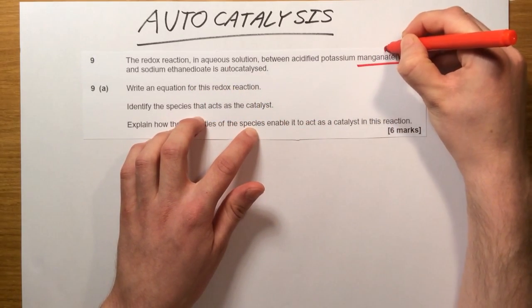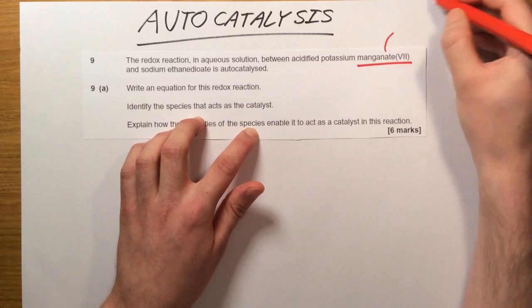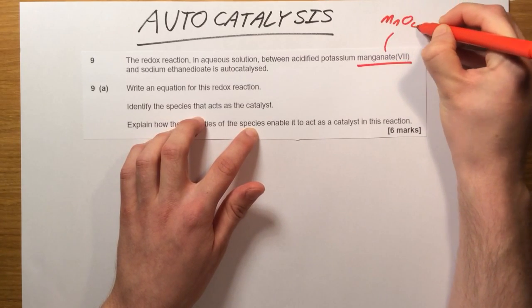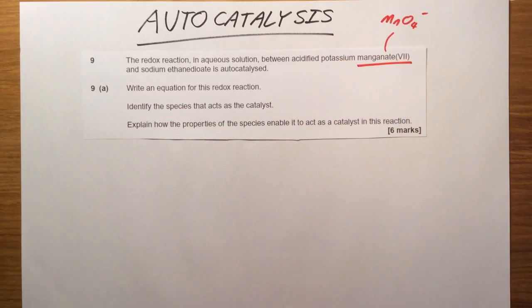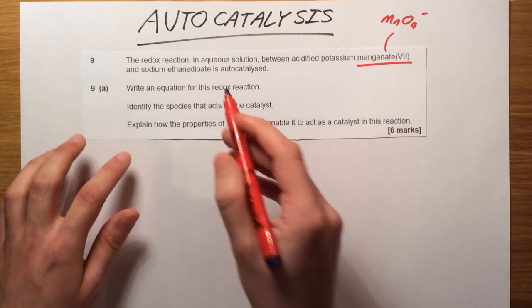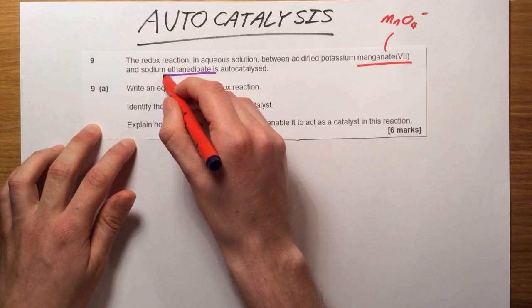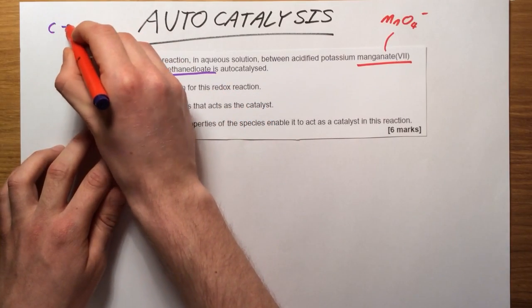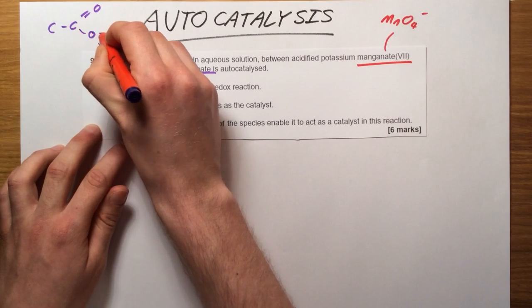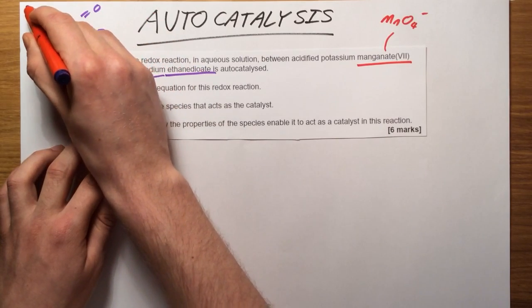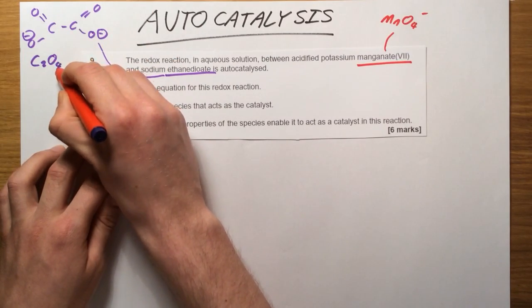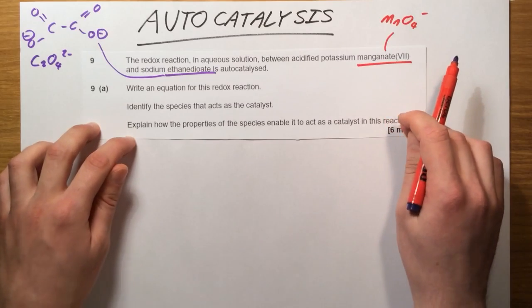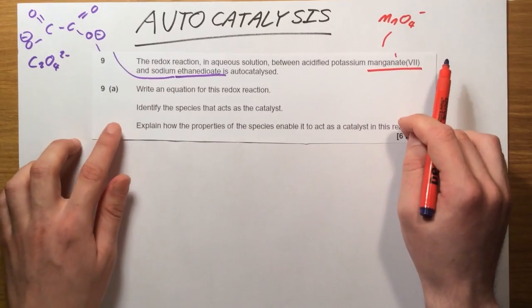We should know that the manganate 7 ion can't exist as an Mn7+ ion, it is actually MnO4-. This ethane dioate ion is based on ethane dioic acid that's been deprotonated twice. So it looks something like this. There are different ways to represent it. I tend to think of it like this. Anyway, regardless of how we represent it, that is C2O4 2-.